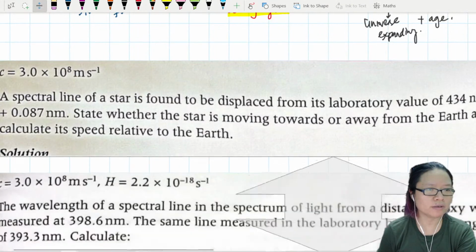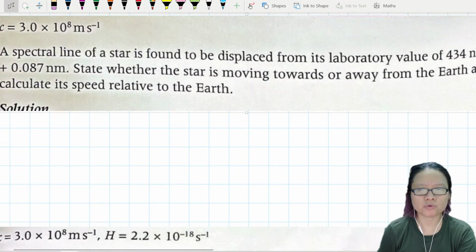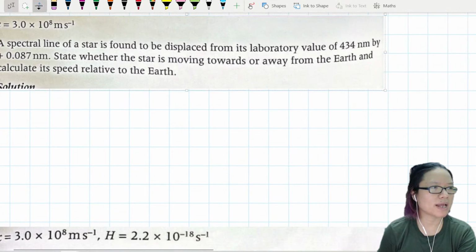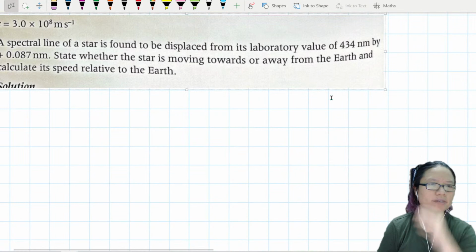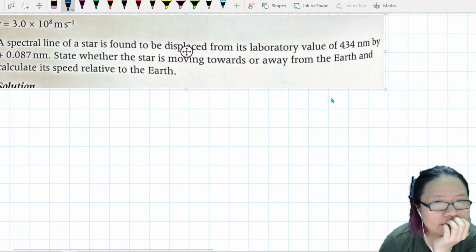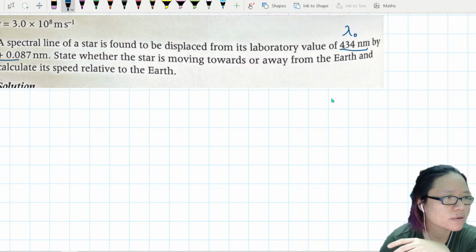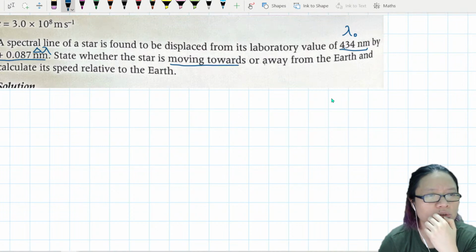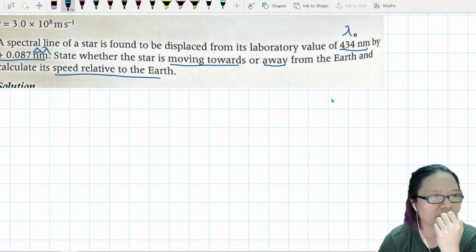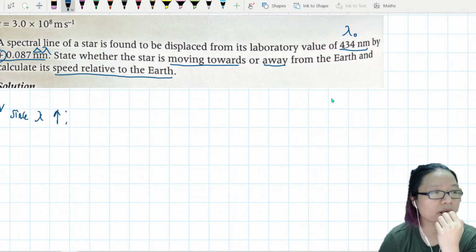A spectral line of the star is found to be displaced from the laboratory value by this much. So this is the lambda when things are not moving. As I call this lambda naught. Okay. And this one is the change in lambda. State whether the star is moving towards or away from the Earth and calculate the speed relative to the Earth. So because of this plus, I can say that since lambda increases, the star is moving away.